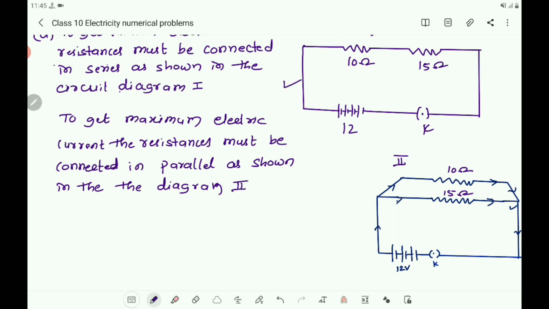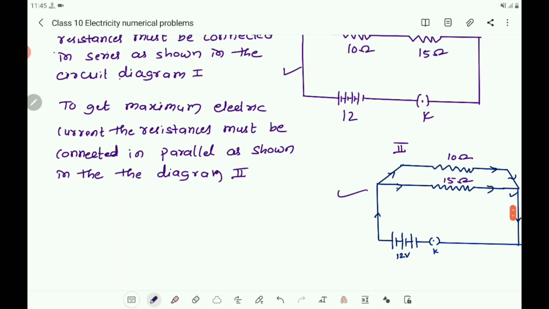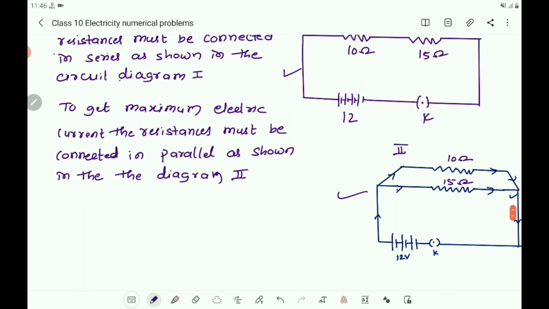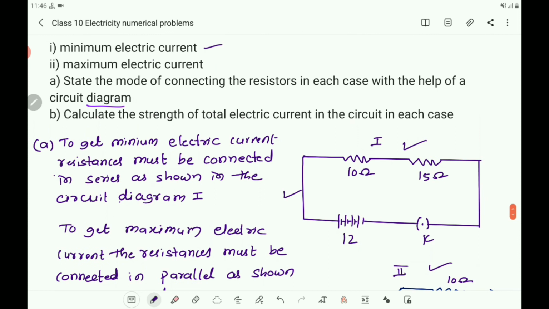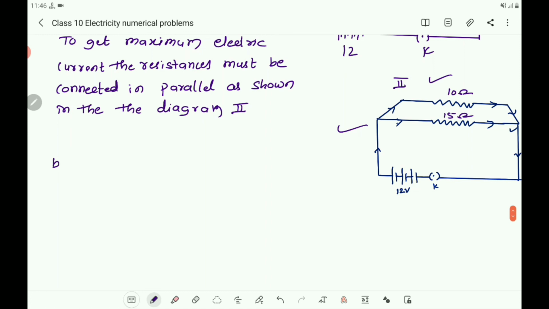So this is the circuit diagram for the minimum electric current. This is the circuit diagram for the maximum electric current. Here the resistance is maximum, electric current is minimum. Here the resistance is minimum, electric current is maximum. Then calculate the strength of total electric current in the circuit in each case. So write the answer for the B.